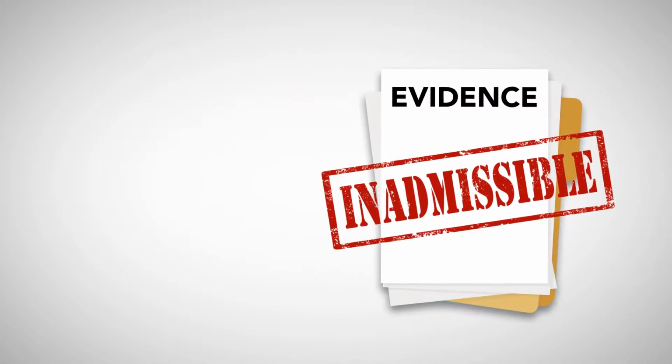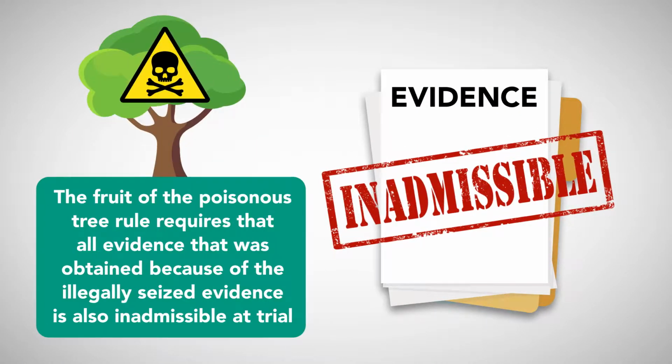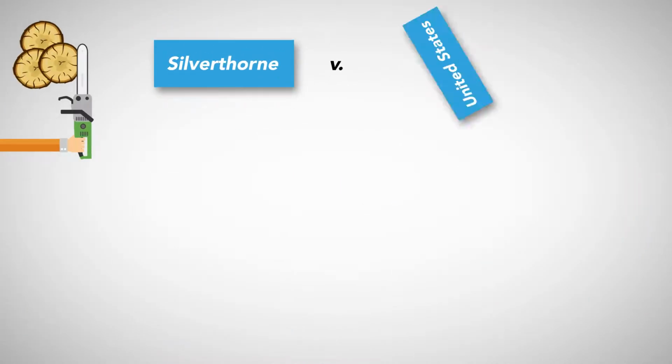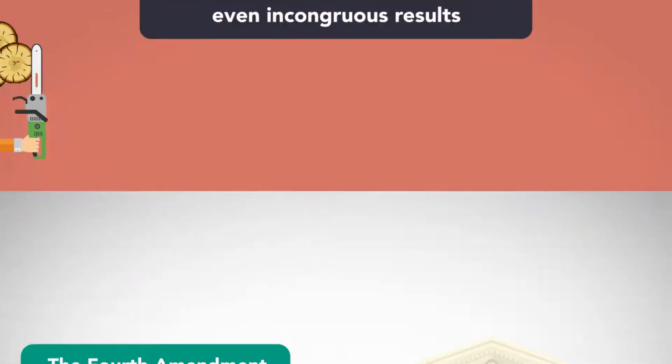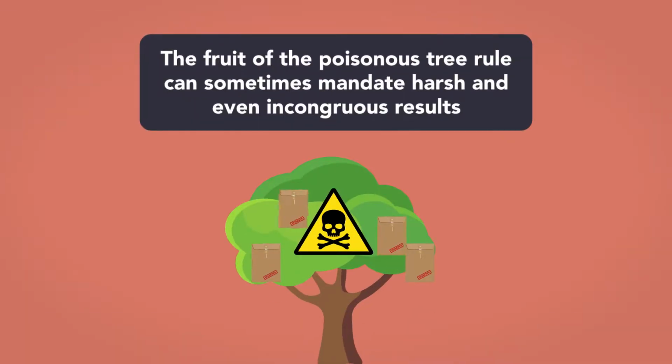Moreover, once evidence is excluded, the fruit of the poisonous tree rule requires that all evidence that was obtained because of the illegally seized evidence is also inadmissible at trial. In Silverthorne Lumber Company v. the United States, the Supreme Court explained that the Fourth Amendment prohibited the government from gaining any advantage through illegally obtained evidence. The fruit of the poisonous tree rule can sometimes mandate harsh or even incongruous results.